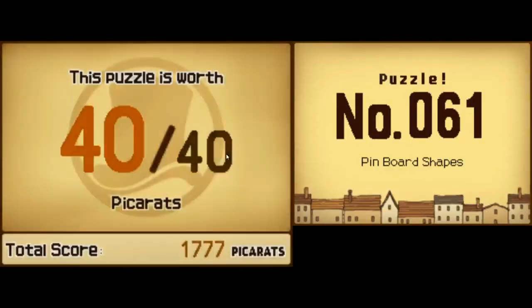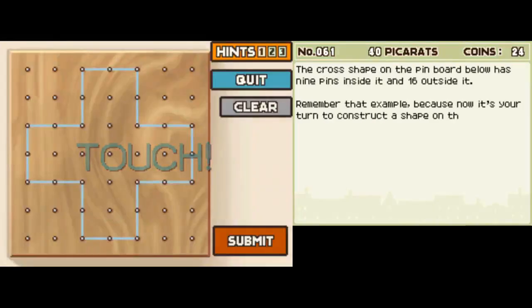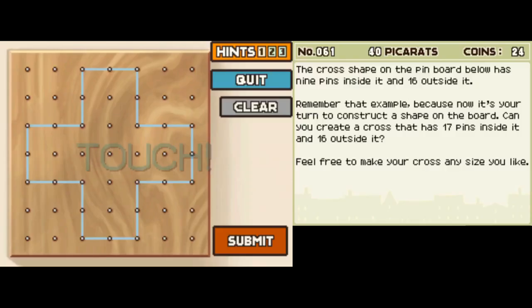Anyways, puzzle number 61. Pin board shapes. The cross shape on the pin board below has 9 pins inside it and 16 outside it. Remember that example, because now it's your turn to construct a shape on the board. Can you create a cross that has 17 pins inside it and 16 outside it? Feel free to make your cross any size you like.